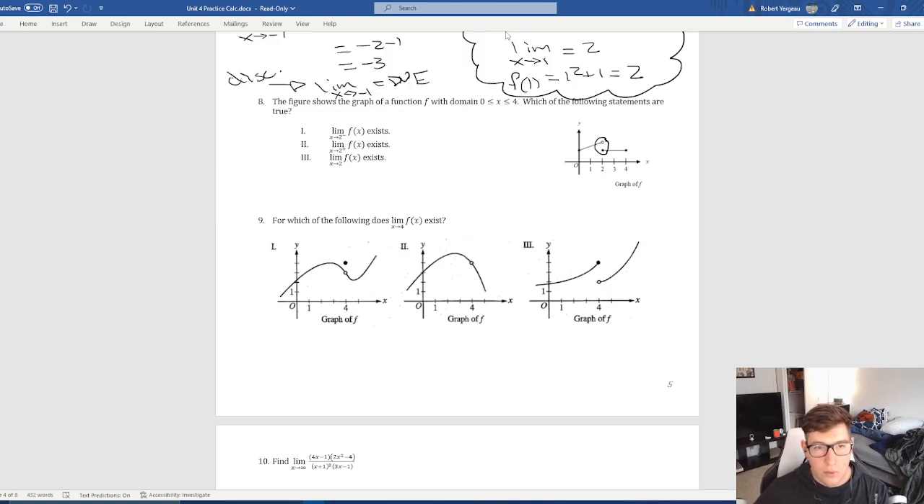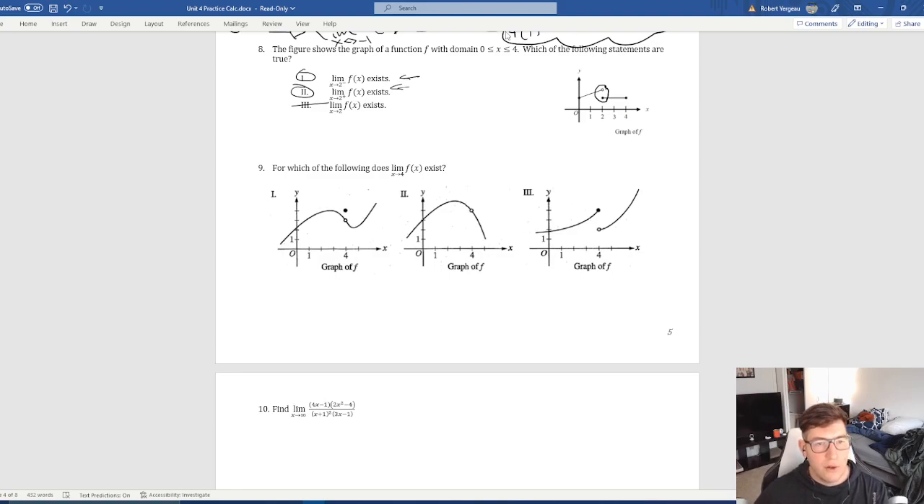And so I know this is going to be true and this is going to be true, right? Because we're approaching actual y values, but this third one's not true. So if we're talking about what's true, just the first two. But because of the jump discontinuity, those two are going to be different values, which means that the full limit will not exist.